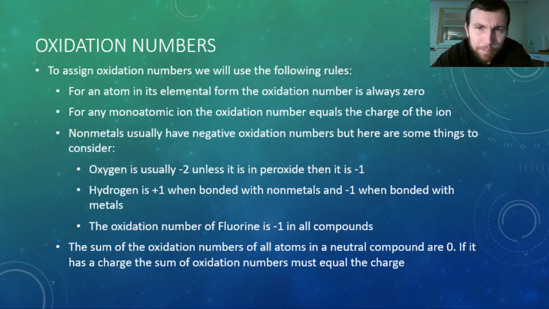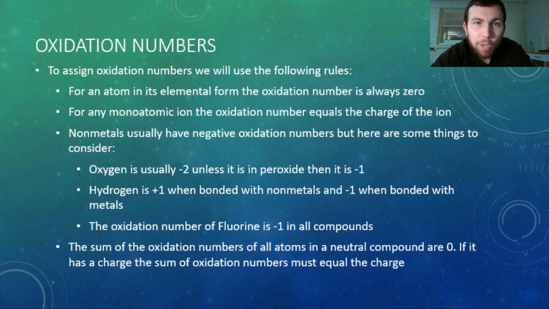Now, where we start to see some deviation is when we start looking at the nonmetals. Nonmetals are usually going to have negative oxidation numbers, very similar to their charges, but with some slight deviations. Here are some things that we need to consider. Oxygen is going to always be -2 for its oxidation state, unless it's in peroxide. If it's in peroxide, it's going to be -1.